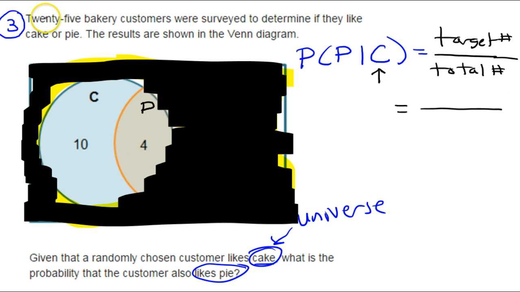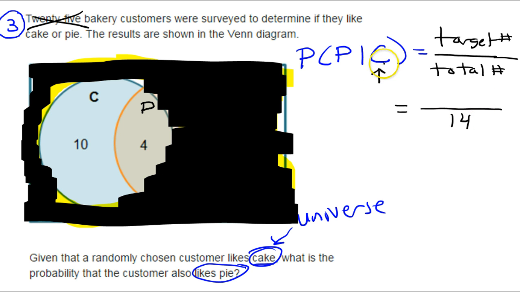So we're not going to go with the original 25. Oh no, some of those people didn't like cake. We don't care about those people anymore. The universe is now 14 people who like cake. So when I talk about target over total, the total is now the 14 people who like cake.